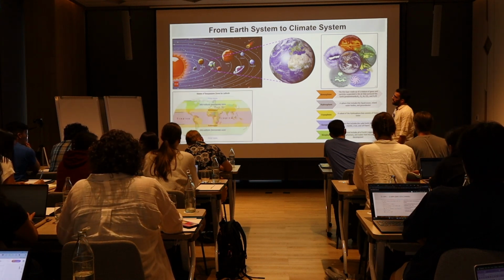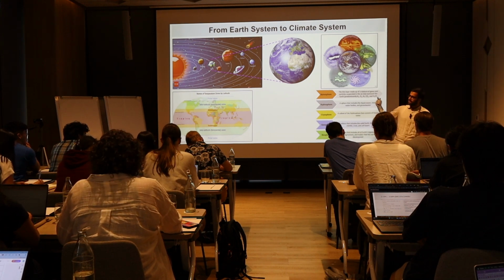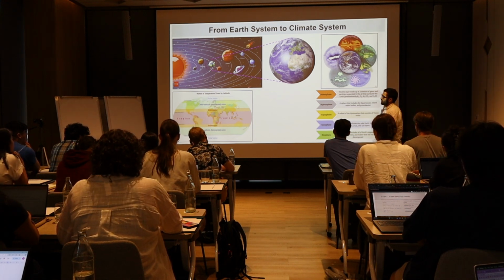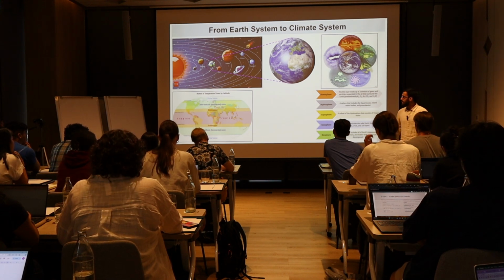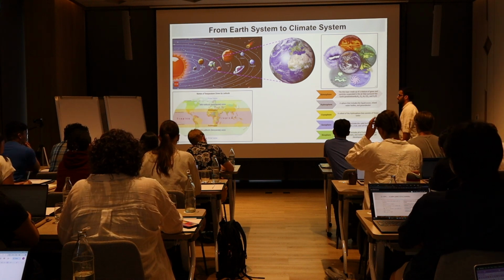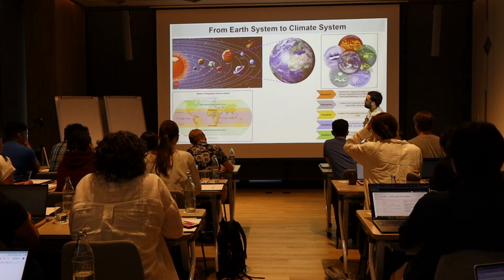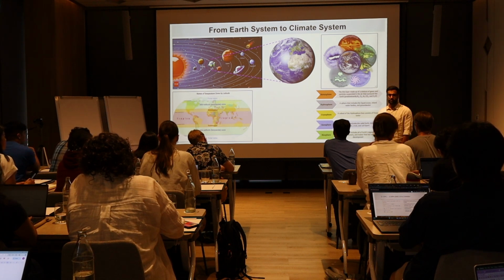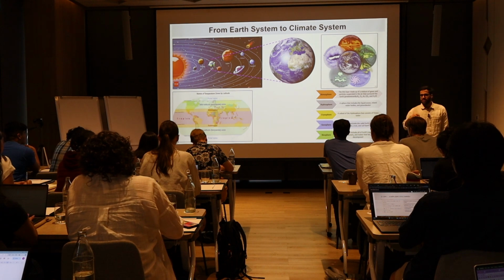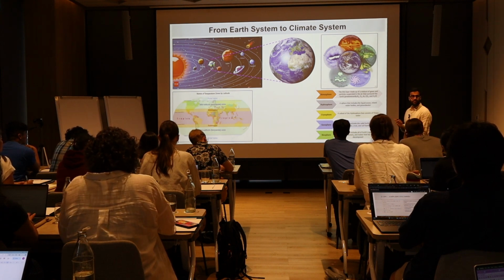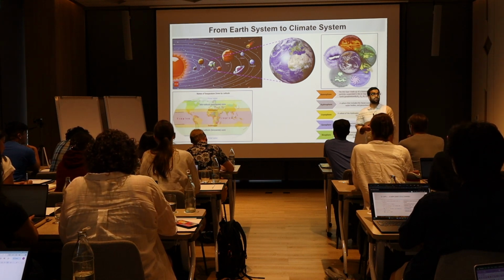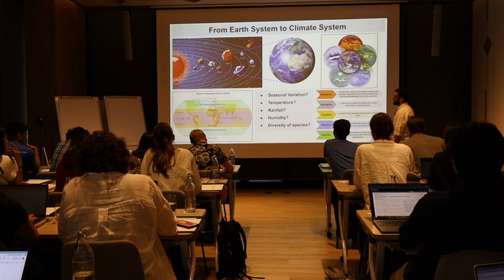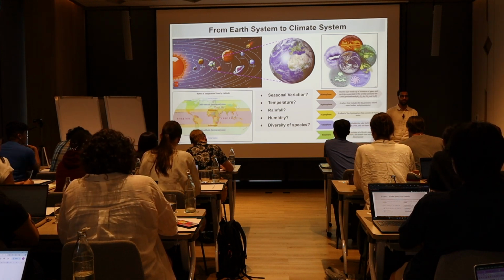Okay, so let's now try to understand the climate first. This region is what we call the tropical region, and there is some other part as well, the subtropical region. The other part of our climate system is called the mid-latitude or temperate zone. The other part is the polar zone. And each of these regions has specific characteristics in terms of temperature, precipitation, and biodiversity: temperature, rainfall, humidity, diversity of species, seasonal variations.